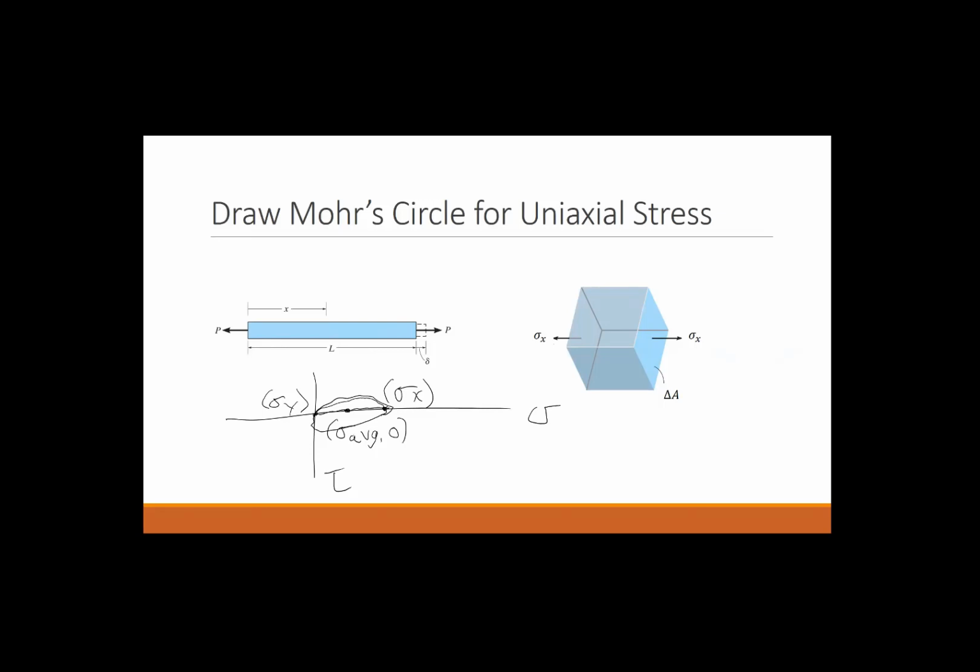Okay, so what I want you to see is that when we have normal stress, the Mohr circle is always going to pass through 0, 0, and then it's going to pass through whatever that applied stress is. In this case, we have tension, so it's in the positive region. If we had compression, it'd be on the other side, the negative region.